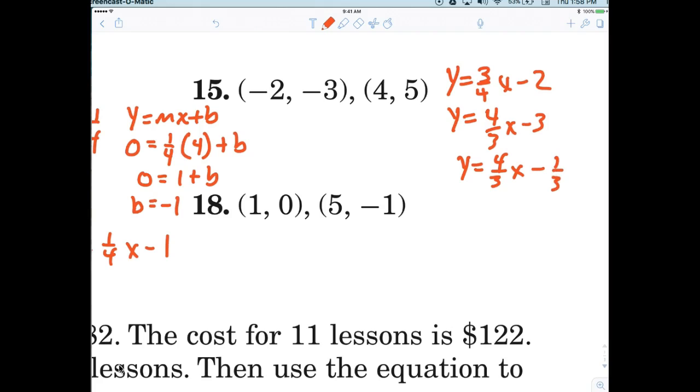What else? Y equals 1x. Go. Y equals 4/3 x minus 1. Good. All right, that's good, guys. Go. Y equals 4/3 x minus 17 thirds.